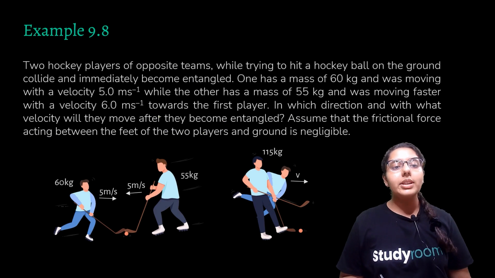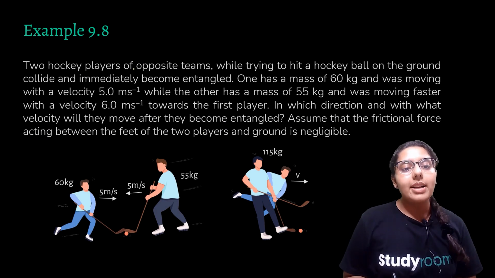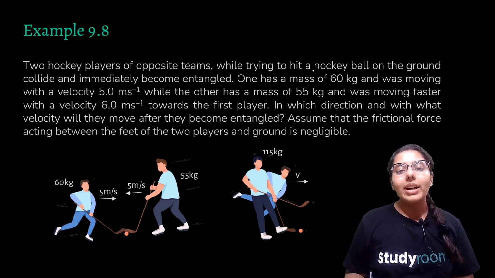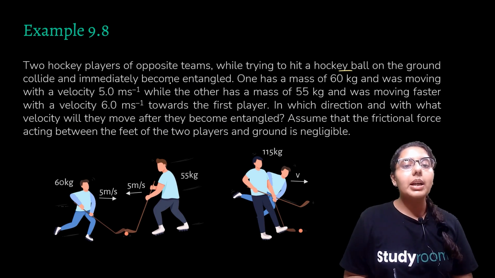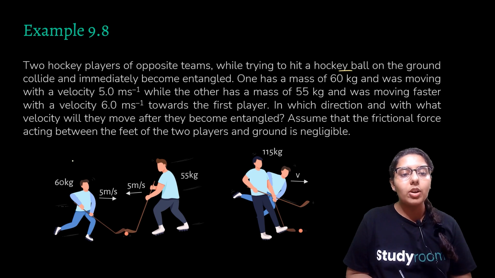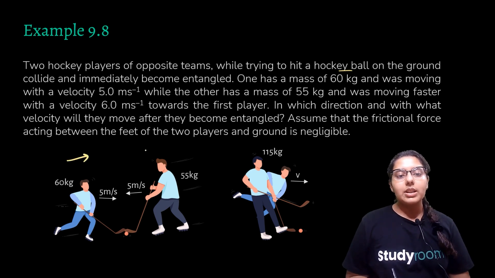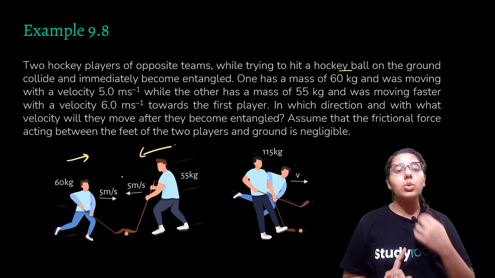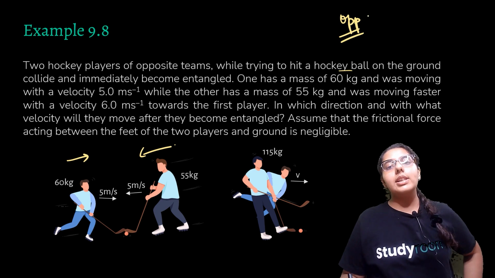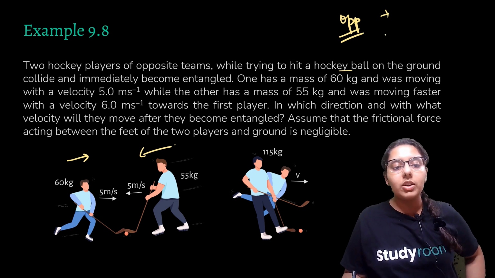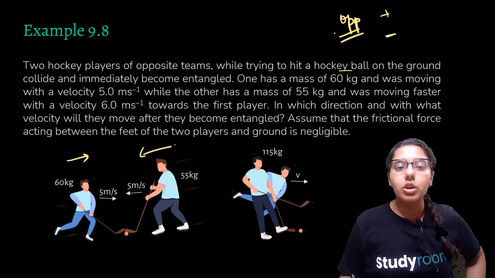Okay, let's do one more question. Two hockey players of opposite teams, while trying to hit a hockey ball on the ground, collide and immediately become entangled. So these are two hockey players. See, they are in opposite directions. So this player is towards this direction and this player is towards this direction. You need to note that if we are in opposite directions, of course the sign of velocities will be, one will be plus and the other will be minus. So do remember these things.